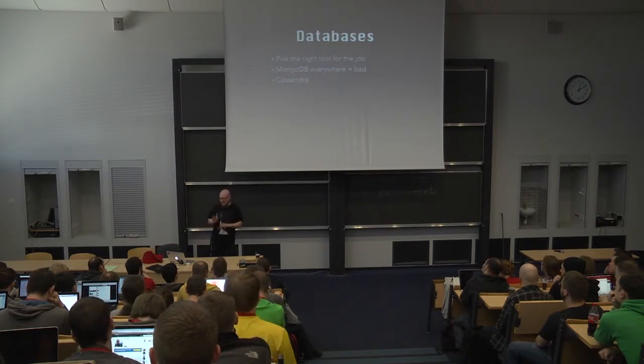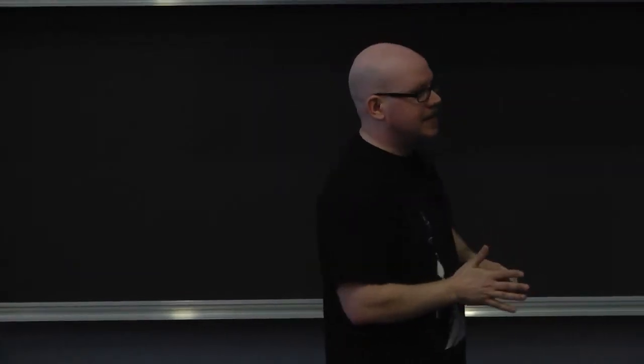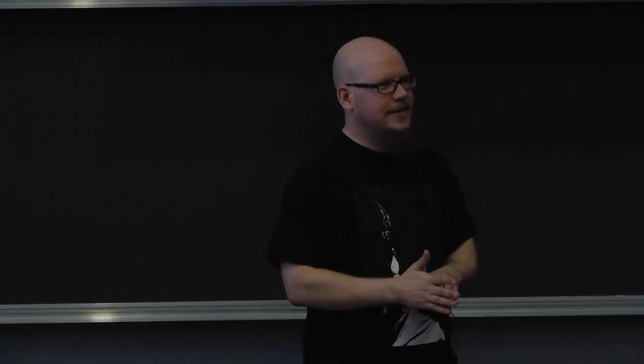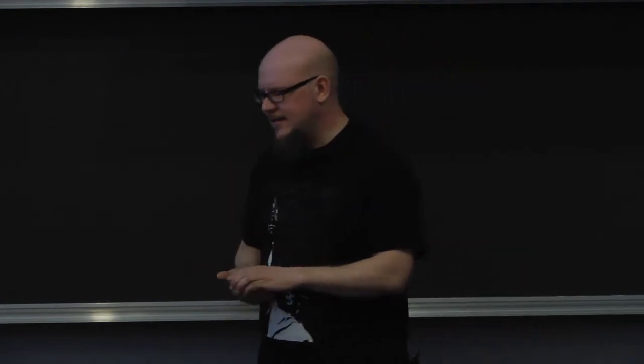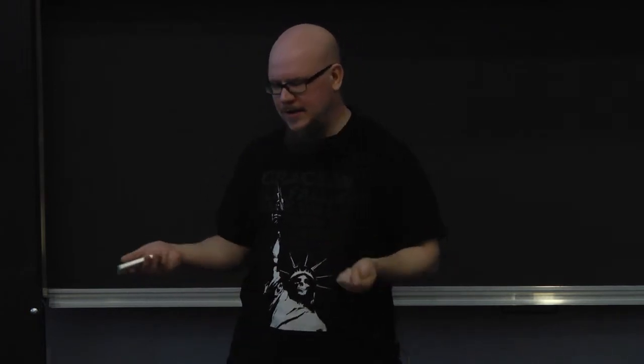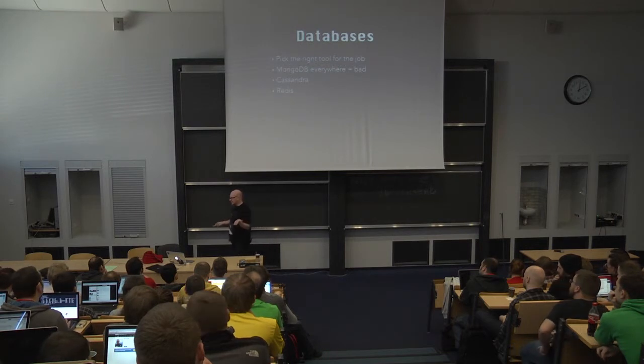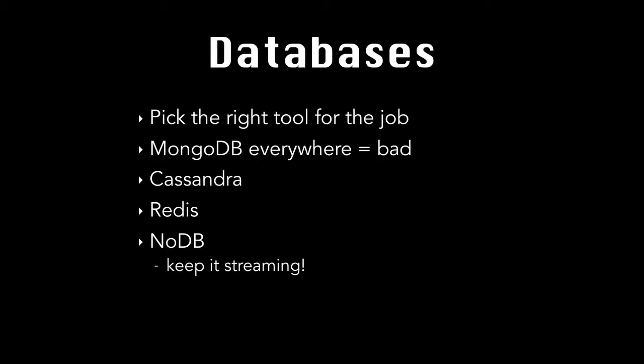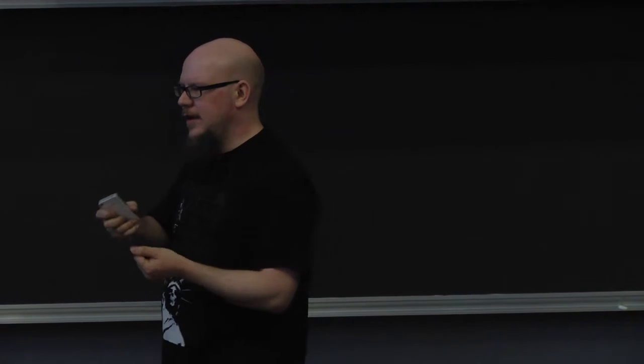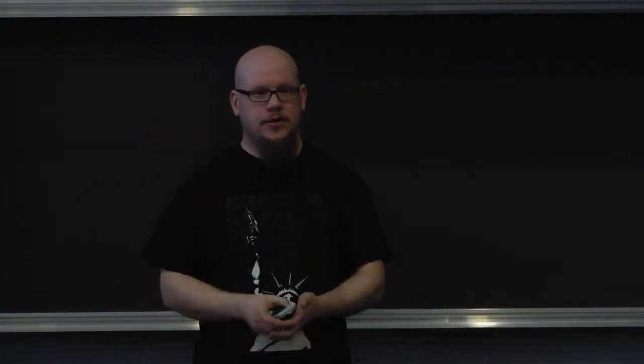One of the new members of our database family is Cassandra. Cassandra is pretty much black magic. It's mind-bogglingly complex and absolutely awesome. But it's very, very Java-centric, which for some is a good thing, and for some it isn't. Redis is also a very nice thing. So these are all databases that I recommend in one way or the other. But there's also an option which I like to call NoDB, which is to keep things streaming. Don't store anything, just keep it streaming, and if you don't acknowledge things until you've sent them along, you only need to store things in memory.